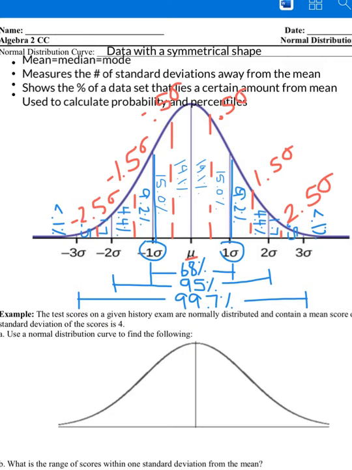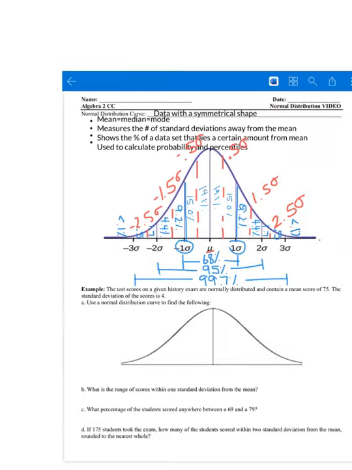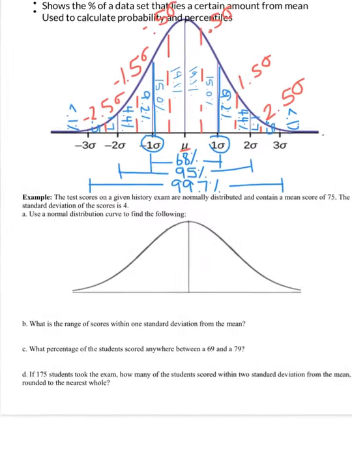So 68% for 1 standard deviation, 95% for 2 standard deviations, and then 99.7% for 3 standard deviations. And that 0.3% goes for the ends of those curves. Okay? So really this doesn't make any sense until you apply it to an actual question. So let's look at our example down here.